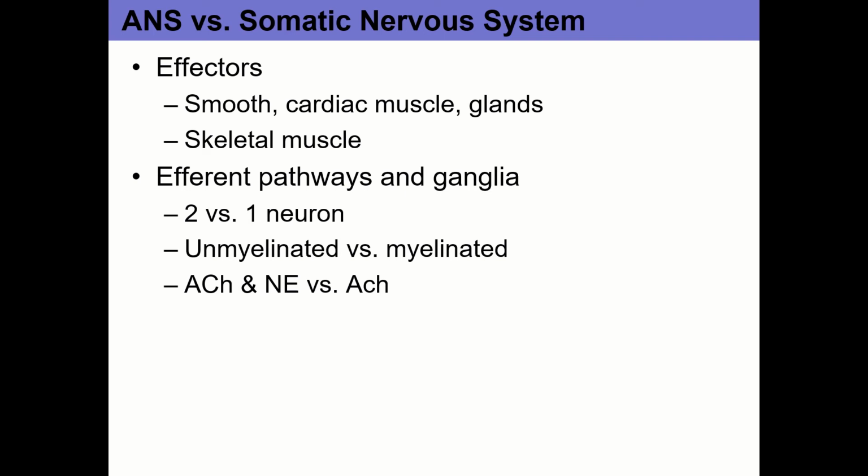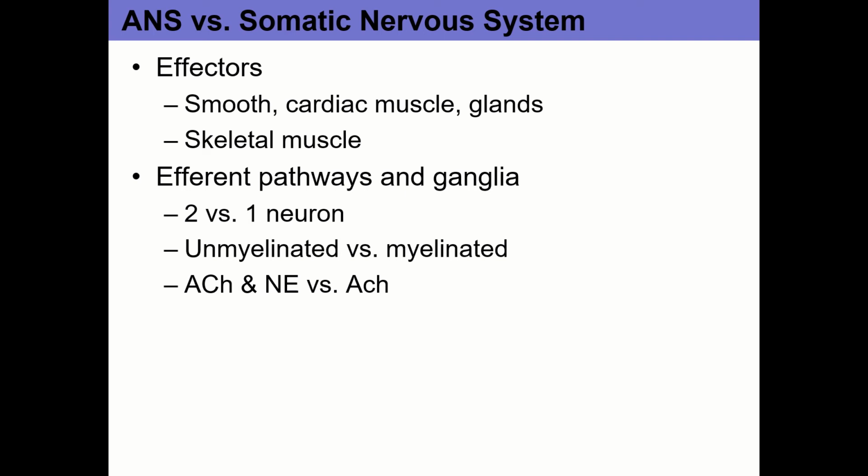So norepinephrine is what's referred to as a neurohormone. So it is one where it is, in this case, released by a neuron and then causes either excitation or inhibition in the target tissue.